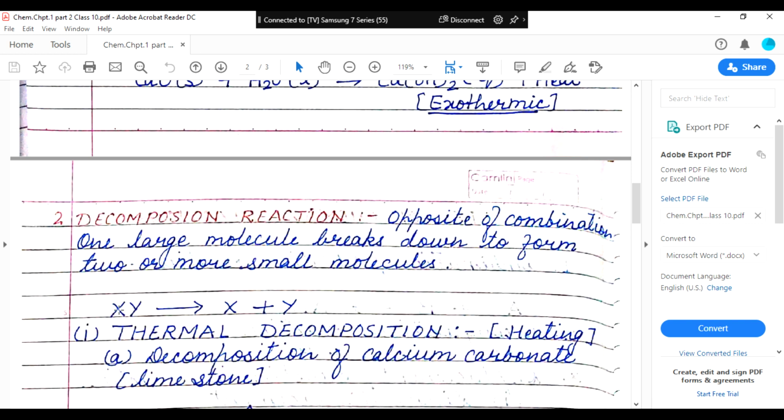In breaking of a molecule, some kind of energy is required. This energy can be given in different forms. It may be in the form of heat, in the form of electricity, in the form of light. So energy can be provided in different forms, on the basis of which the name of the reaction is given. First, if we provide energy in the form of heat, such kinds of decomposition reactions are called thermal decomposition reactions.